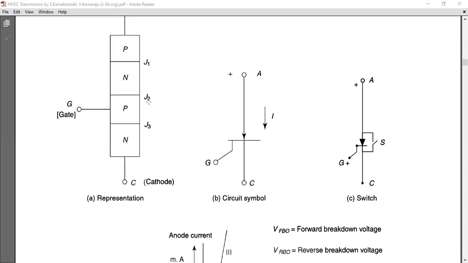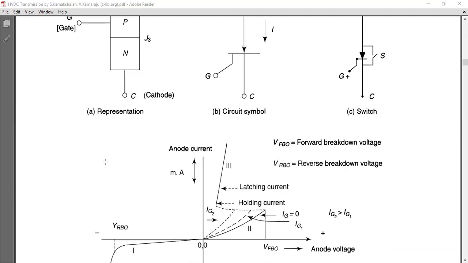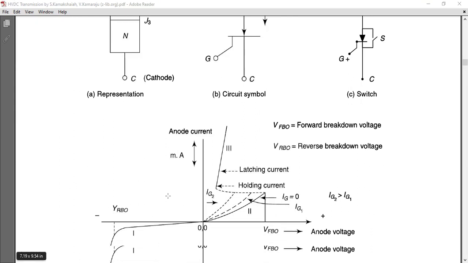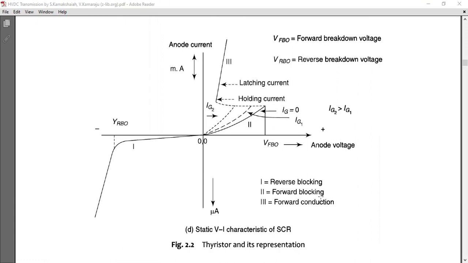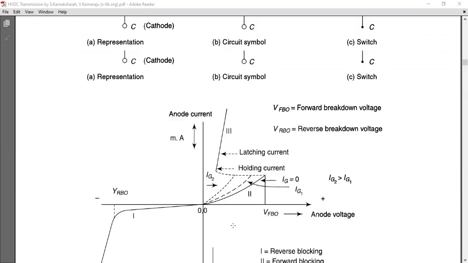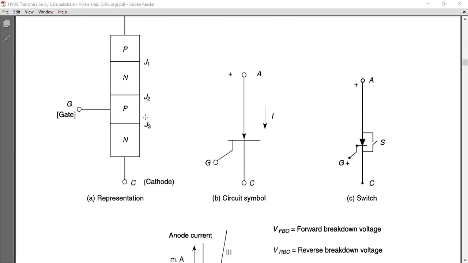Okay, so here the reverse current will be increasing rapidly, and it is reverse breakdown at voltage VRBO. So that is called the reverse breakdown voltage. And coming to the second mode, the forward blocking mode, this thyristor, this SCR, is said to be in forward bias when the anode is positive with respect to the cathode. So now the junctions J1 and J3 are in forward bias, and J2, the middle junction, is in reverse bias. Okay, so this J2 will be reverse biased.